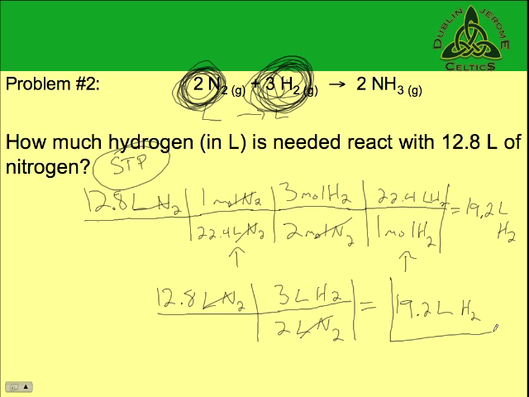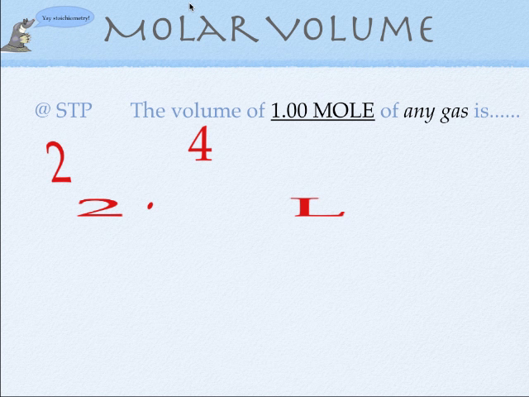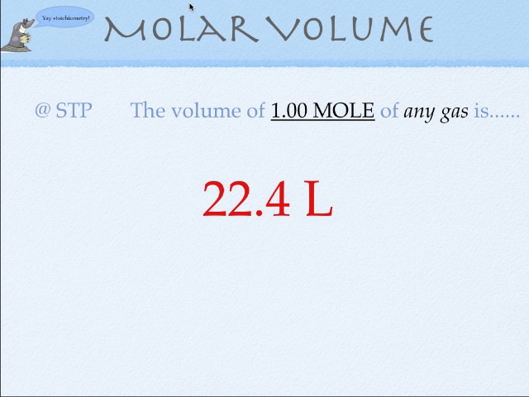So if you're going from liters to liters, the coefficients come in handy, and molar volume kind of takes a step out of it. You can just use the coefficients. So our coefficients can represent moles or liters now. Excellent. Very good. 22.4 liters, yay!